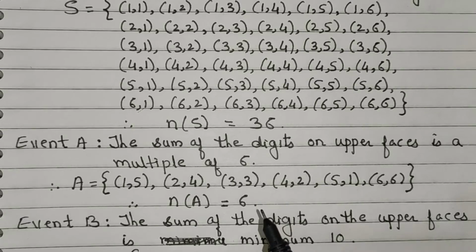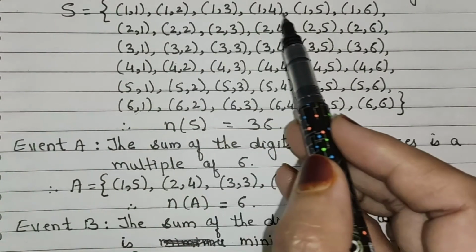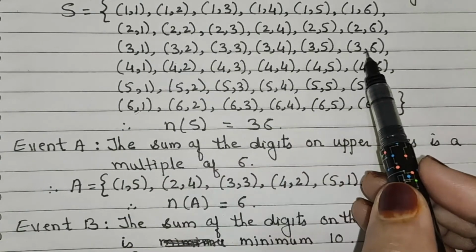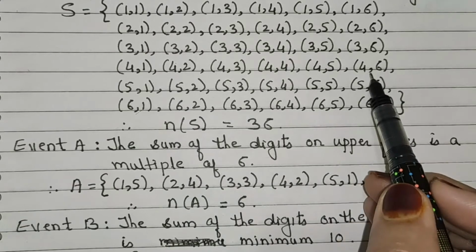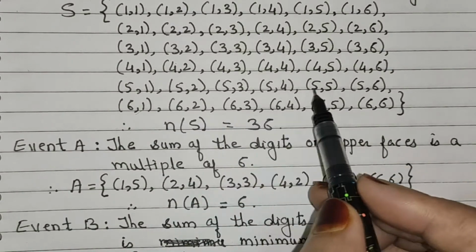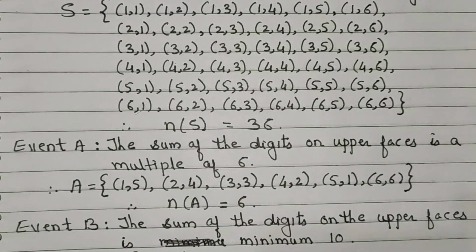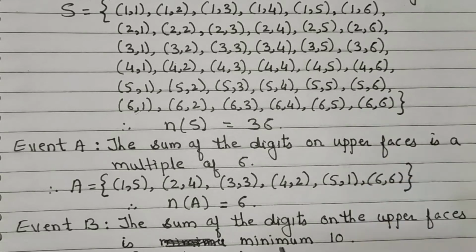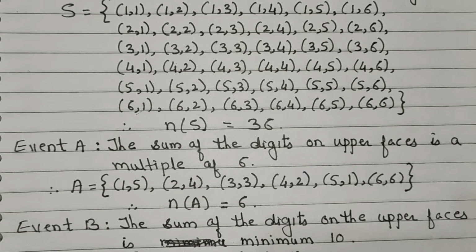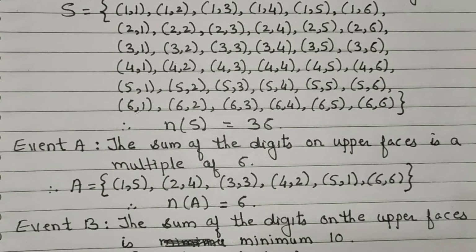sum of the digits. Now look at here, sum of the digits: 4 plus 6, 10; next one is 5 plus 5, 10, and 5 plus 6, 11. Because the word is minimum, therefore sum is 10 or more than 10.